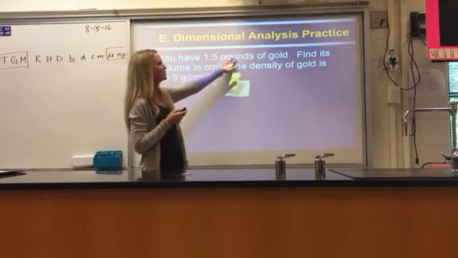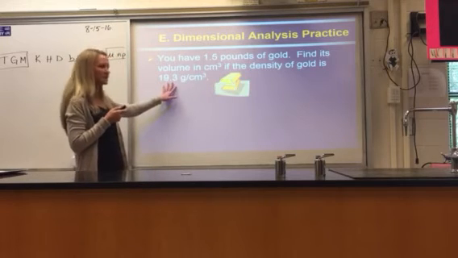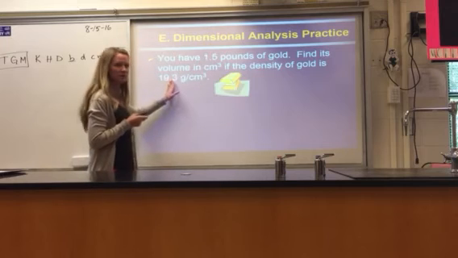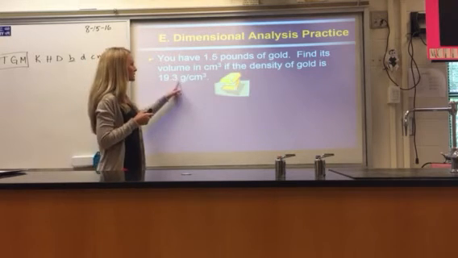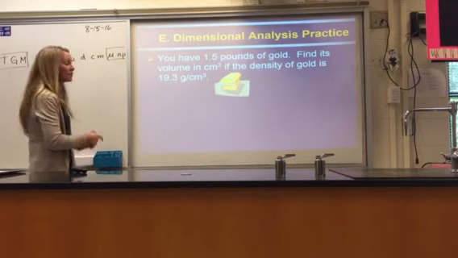You have 1.5 pounds of gold. Find its volume in cubic centimeters if the density of gold is 19.3 grams per cubic centimeter. This one's a little challenging because you have 2 numbers, and one of them looks kind of weird because of these units. Density in itself is a conversion factor.